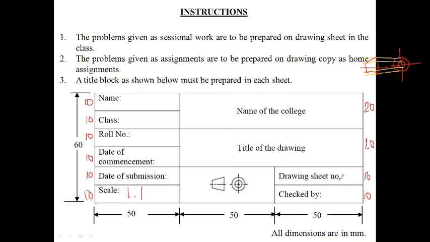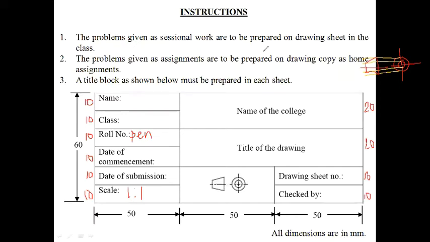And this is the sheet number. Suppose in your manual the drawing sheet number is given; write it according to the manual. And checked by, just write checked by. Here you write everything only in pencil. Only the roll number will be in pen. So the roll number will be in pen, but the name, class, date of commencement, date of submission, scale, drawing sheet number, checked by, title of the drawing, and name of the college, MCQ Institute of Engineering, will be as given in your manual. So this is your title block. Clear? Any doubt? You can ask me.